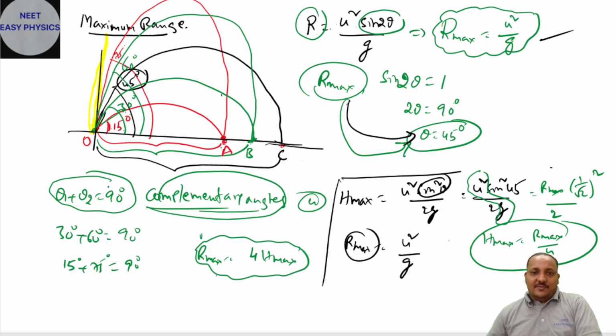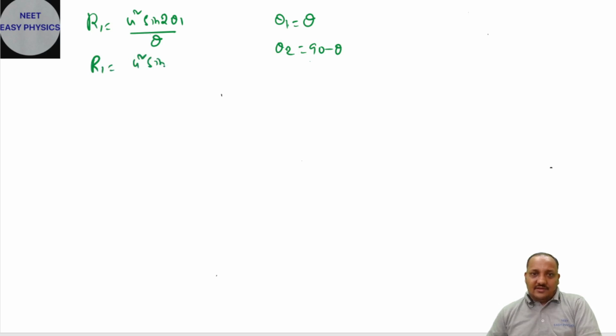Now see how the ranges are equal for complementary angles. We will prove that. R1 is equal to u square sine 2 theta 1 by g. Let us assume two complementary angles. Theta 1 is equal to theta, then theta 2 should be 90 minus theta, because the sum should be equal to 90. So theta 1, you can substitute theta. R1 is equal to u square sine 2 theta by g. Correct? Now we will see R2.